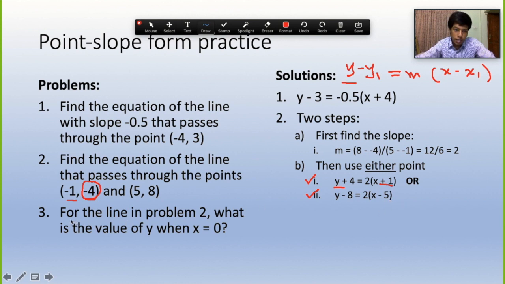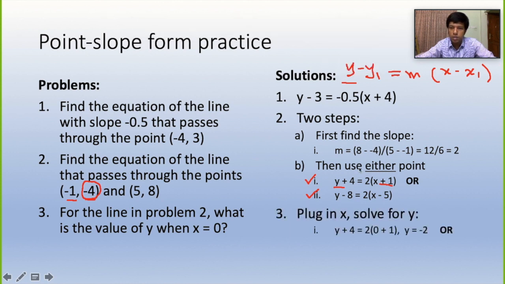And this one is for the line in problem 2. This one asks, what is the value of y when x equals 0? That means if we put x equal to 0 here, then y equals what? That is the question. Just put x equal to 0 here. Then 2 times 0 equals 0, then 2 times 1 equals 2. This 4 comes to this side and becomes minus 4. 2 minus 4 equals minus 2. You can solve it on your own. This is a simple solution.